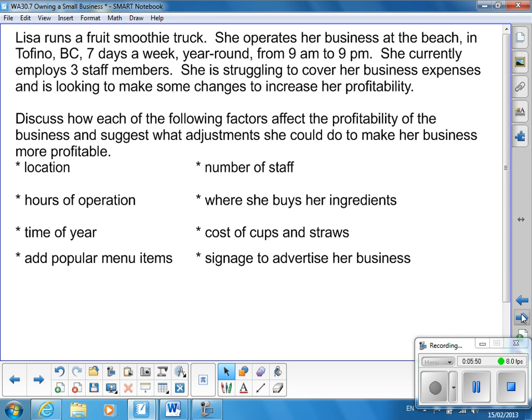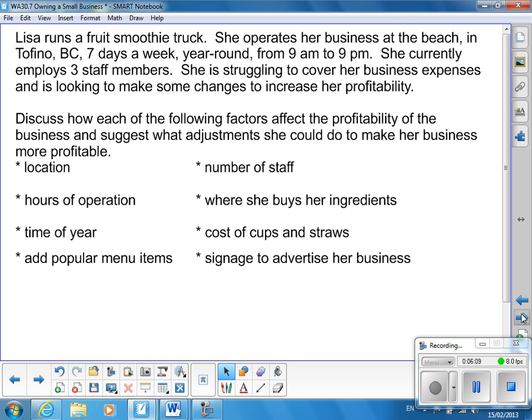to 9 p.m. She currently employs 3 staff members. She is struggling to cover her business expenses and looking to make changes to increase her profitability. Discuss how each of the following factors affect the profitability of her business and suggest what adjustments she could make to her business. So, location.